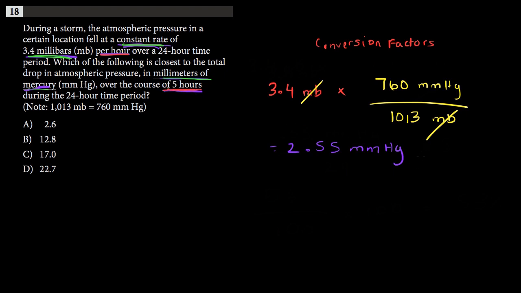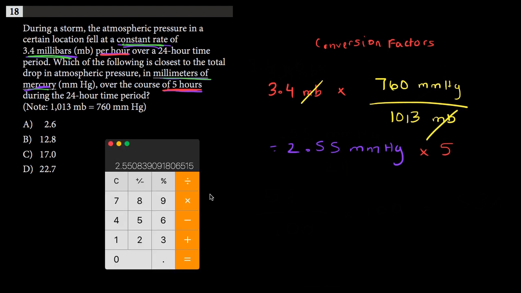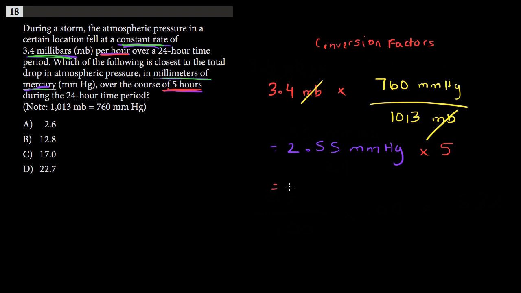And so what we really do is just multiply this by 5. That'll give us the atmospheric pressure drop for the 5-hour period, right? And so if I multiply it by 5, that's going to give me roughly 12.75. And the closest answer choice is B.